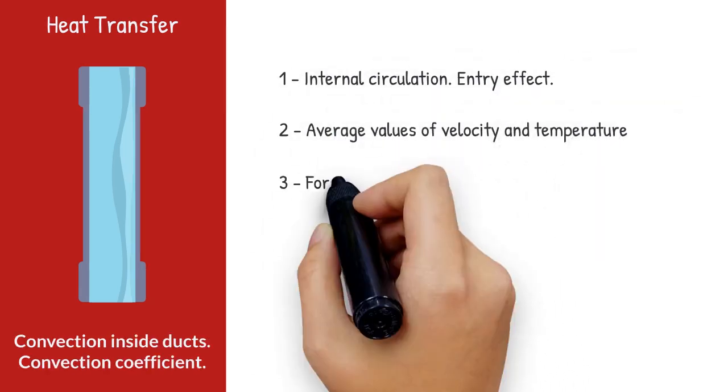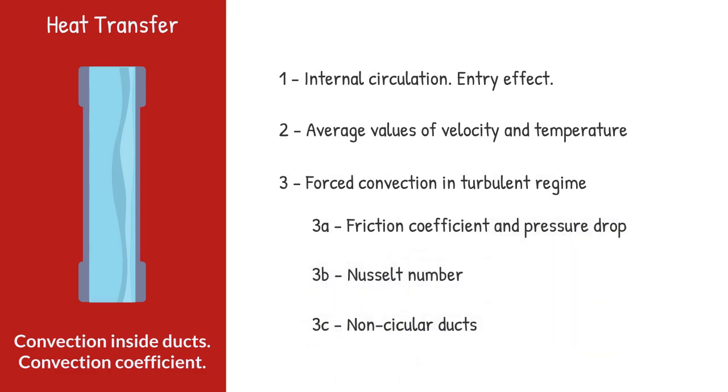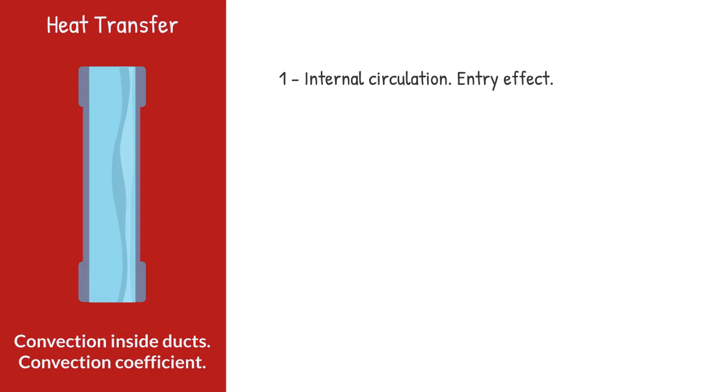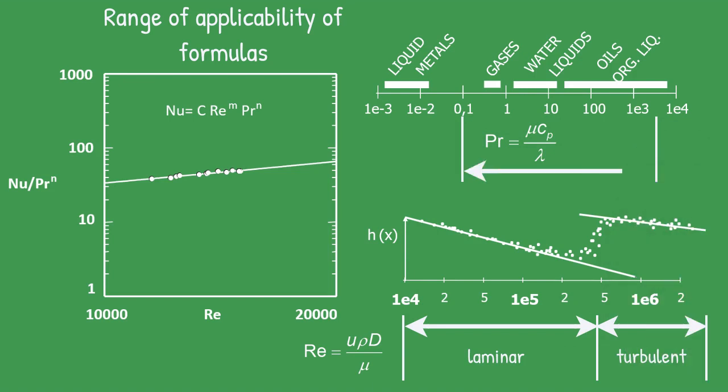In this lesson, we delve into convection in ducts. We want to determine how to calculate the convection coefficient for convection without phase change in turbulent regime. In previous lessons, we saw, for forced convection, that we can use formulas to calculate the Nusselt number based on the Reynolds and Prandtl numbers. But is this enough? Let's start by looking at what happens at the entrance of the duct.